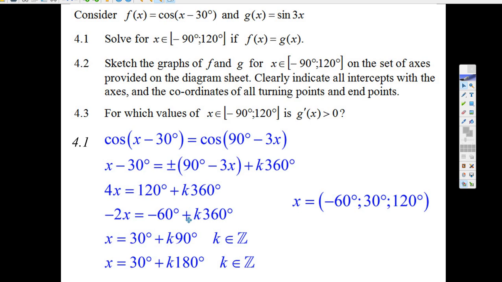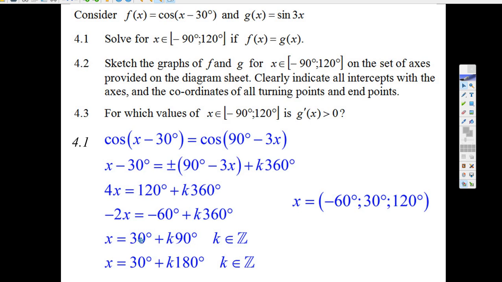You're thinking, oh, maybe I divided by a negative. This plus should turn into a minus. Well, you could write it like that. It wouldn't be wrong. You see, because k is a positive or negative integer, you can just write it like this. It works the same way, because k is plus or minus or 0. So there's your two general solutions.